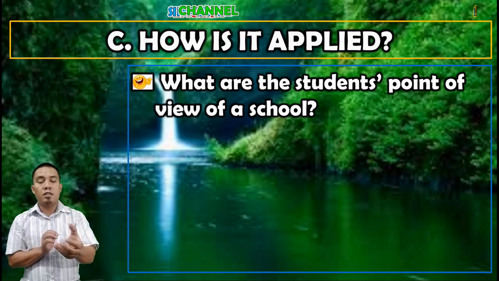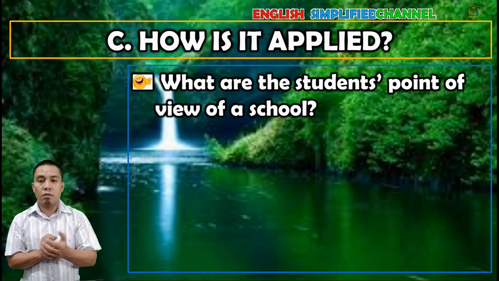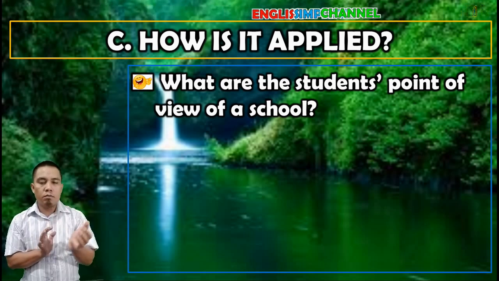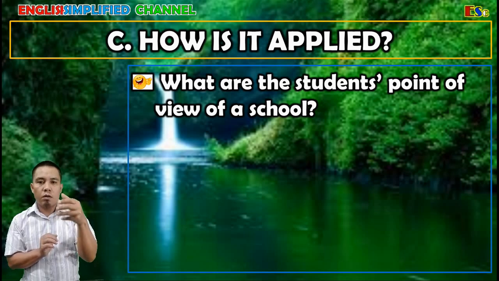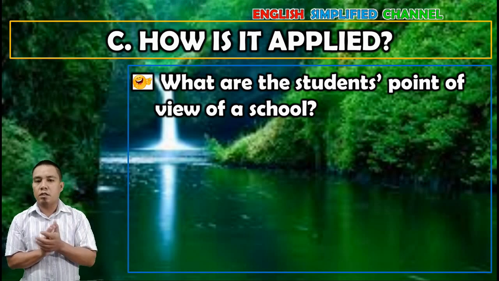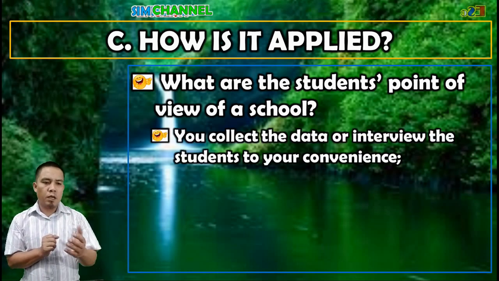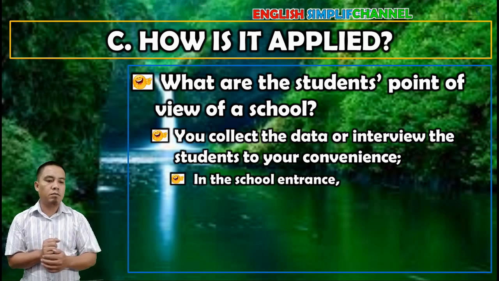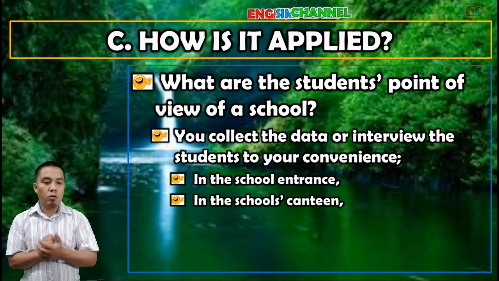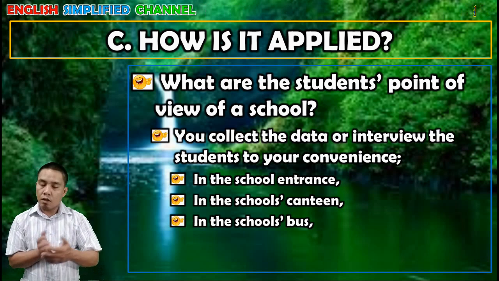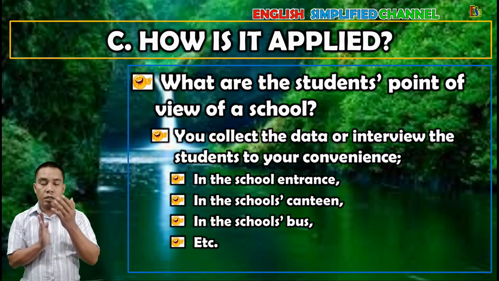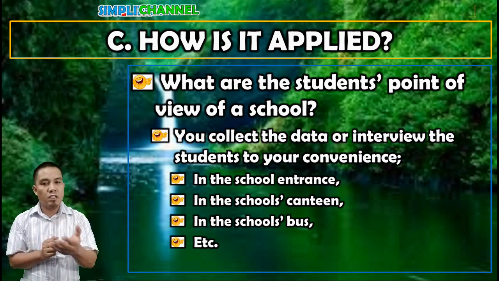So, in obtaining the data or collecting the data from the sample, just think where the place is that you can get or meet the students that is convenient to you. So, for example, perhaps you may collect the data at the school entrance, or in the school's canteen, in the school's bus, or wherever it is. It means you like it and it is convenient to you.